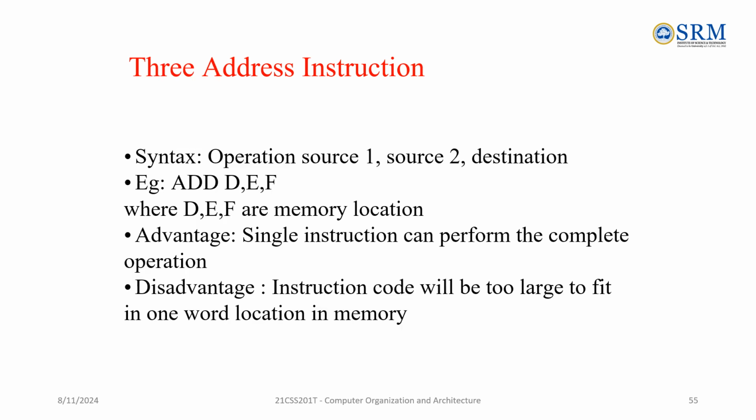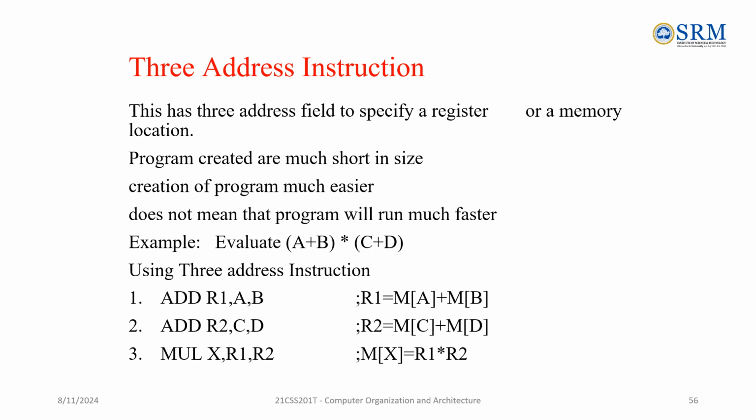In three address instruction, you will have source 1, source 2 and destination. So add D, E, F. The contents of D and E are added and stored in F. If you look at the same example in three address instruction, add R1 comma A comma B. So in one step I have added A comma B, and in the second step I am adding C comma D, and in the third step I am doing the multiplication. Okay, guys, this is a very important 10 marker when it comes to exams.